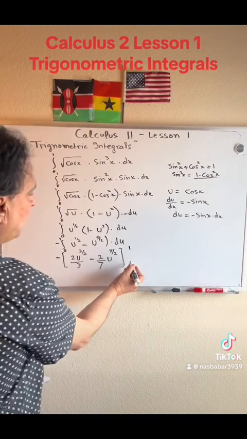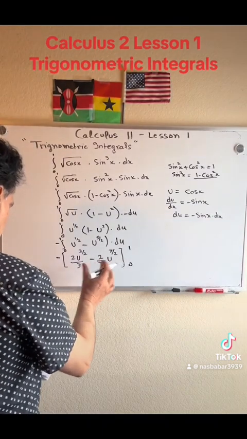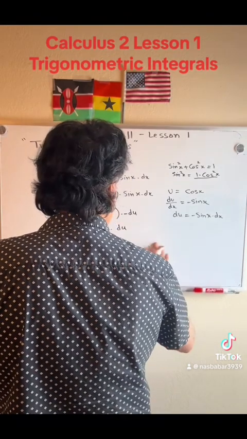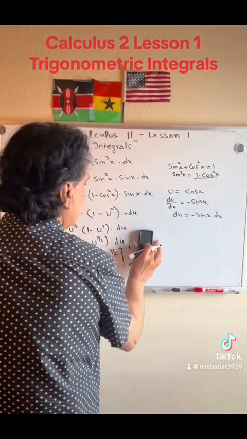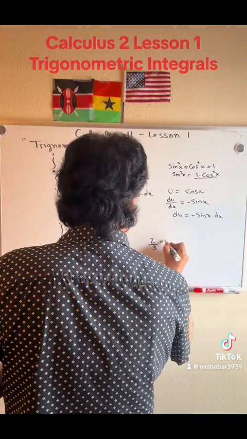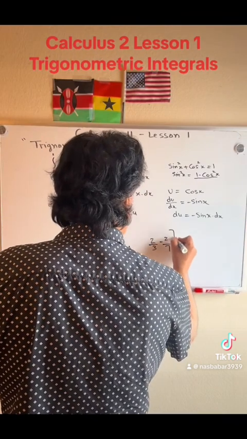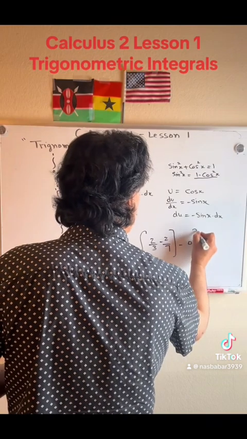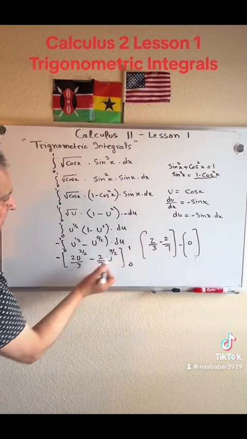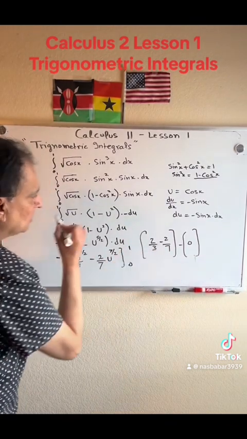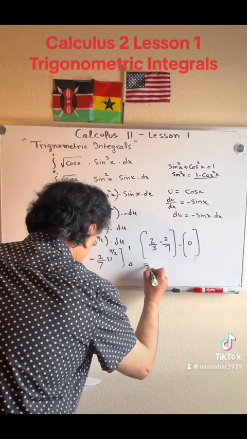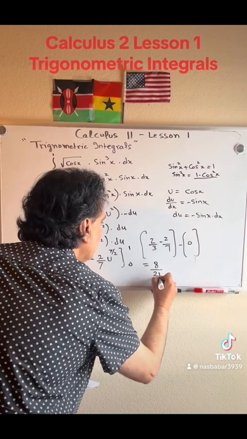So then when we plug in everything over here, for 0, we get 0. Let me make it pretty for you. So you have 2 over 3 minus 2 over 7 minus 0. All I'm doing is first plugging in 1 for u, I get this. Then I plug in 1 over here, I get this. And then I plug in 0, I get this. So my friends, the answer is 8 over 21.